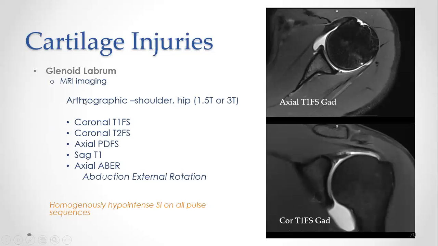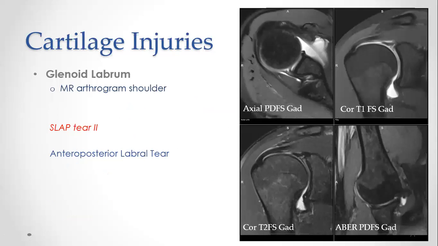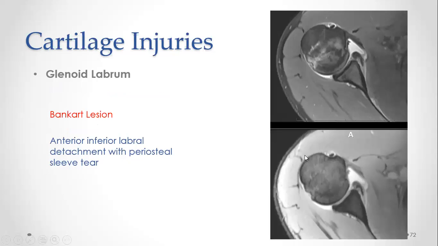We always use arthrographic technique for the shoulder, whether it's a 1.5 or 3 Tesla scanner, and these are our sequences for imaging the glenoid labrum. Here is an example of a patient with type 2 SLAP tear, and SLAP tear is an anteroposterior labral tear. We see a fluid-filled and contrast-filled defect in the superior labrum.